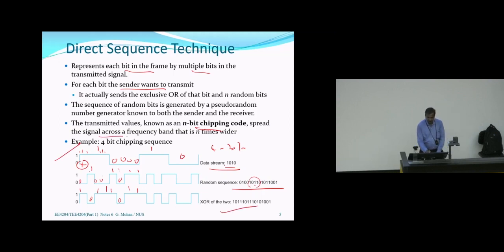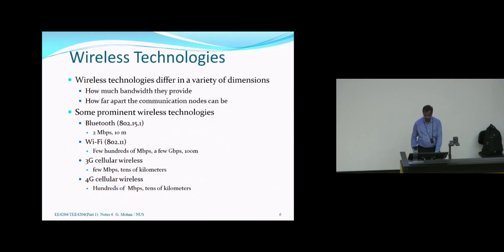So the signal is sent across a frequency band which is n times wider, 4 times wider here. Of course, there's a theory on why it works correctly and why it minimizes interference, but let's not go into those details.